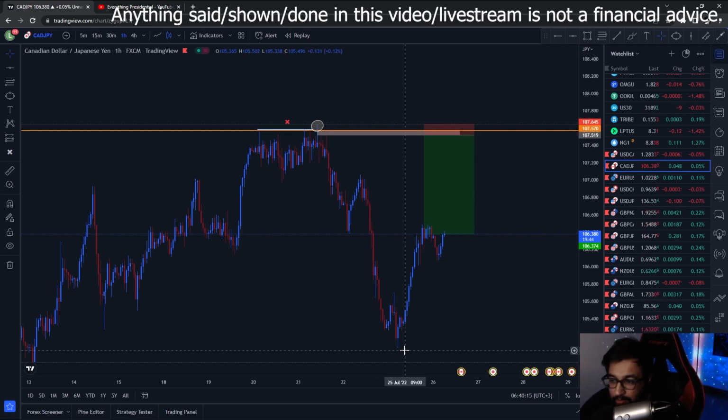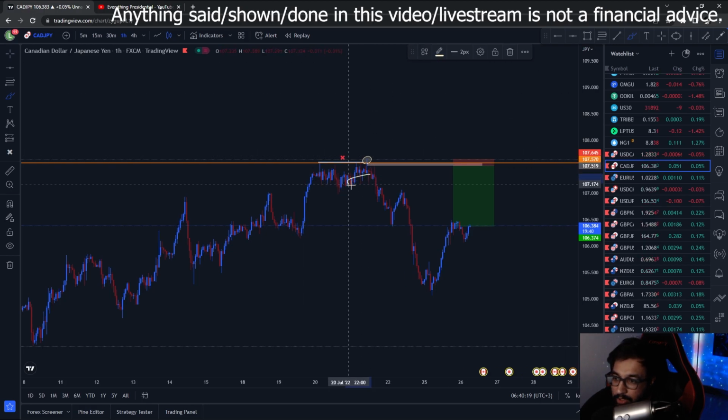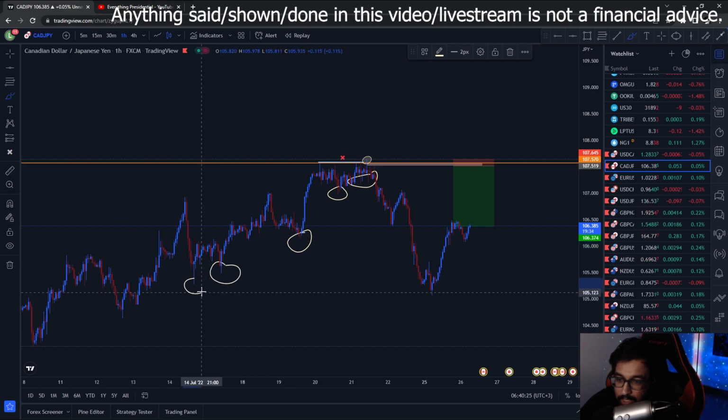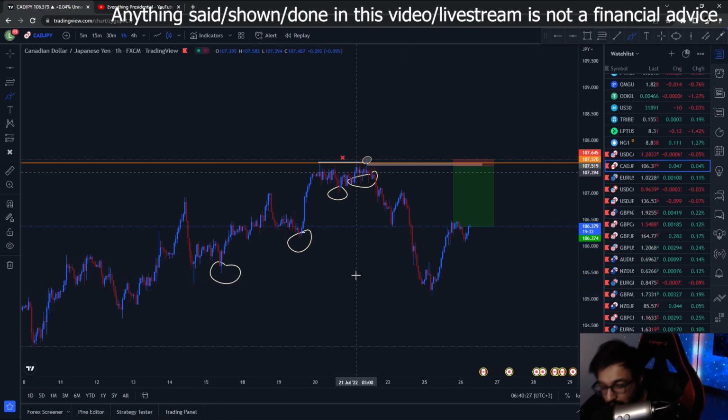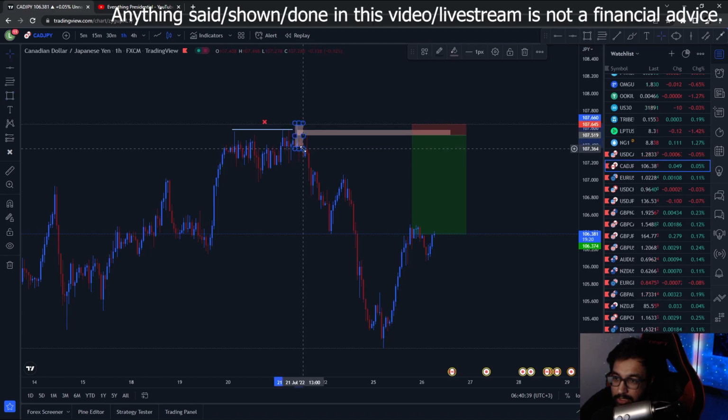What happens next? Market falls down, breaks all the previous market structure, all these lows, this low, this lowest low at one point in time, this lowest low, and this lowest low as well. All the lowest lows broken just like that. And so to me, it's pretty clear that this was a liquidity grab right here. And so I will label this right here.